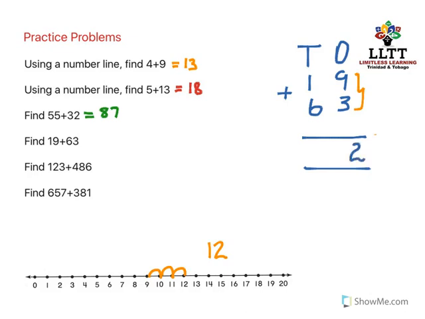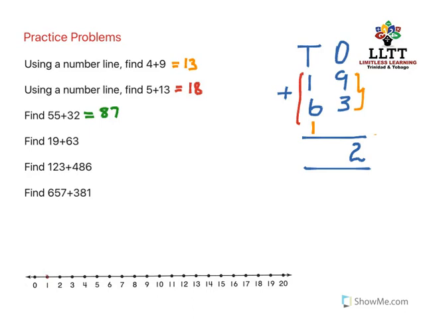And I'm going to add this 1 ten in 12 to my tens column. So now I'm going to add my tens section on my number line. So that's 1. I'm starting at 1.